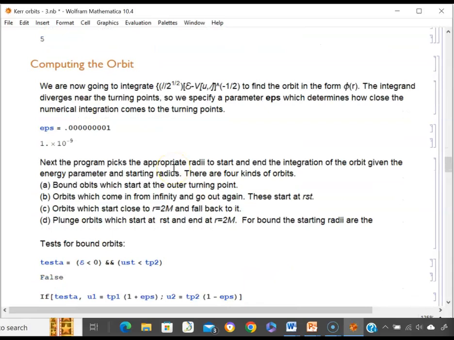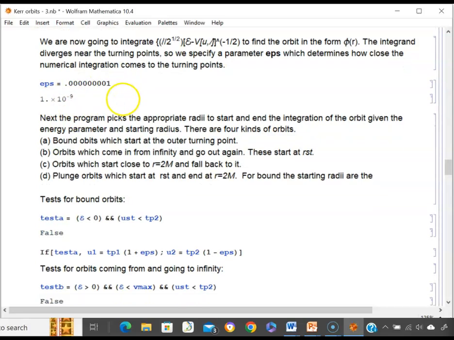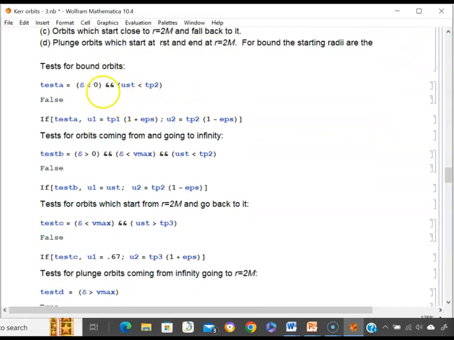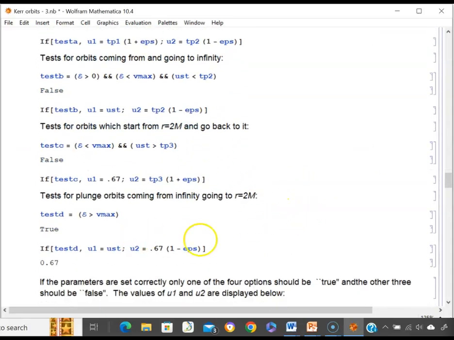As I said, the original program was written as 1 times 10 to the minus 8. My enthusiasm changed it to 10 to the minus 9. Anyway, now, a wonderful thing about this program is that it tells you what type of orbit you're going to get, whether it is bound, scattering, fallback orbits, or plunge orbits.